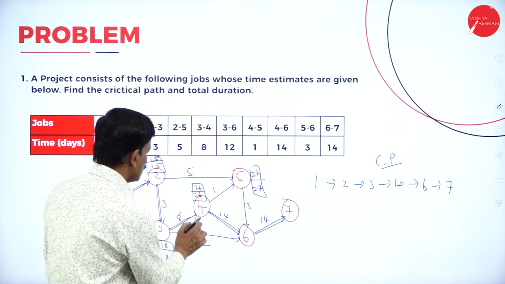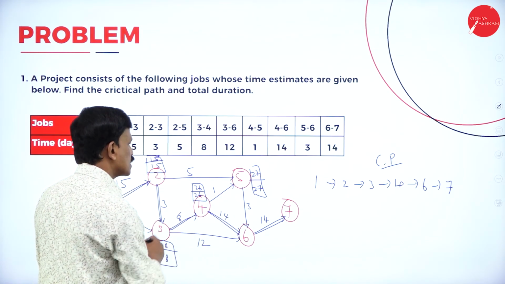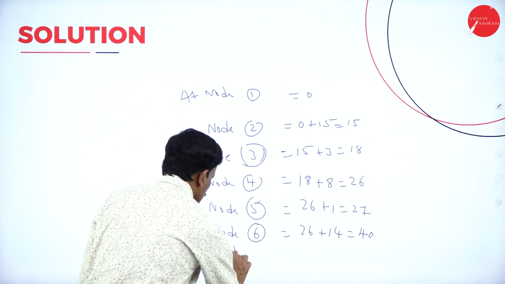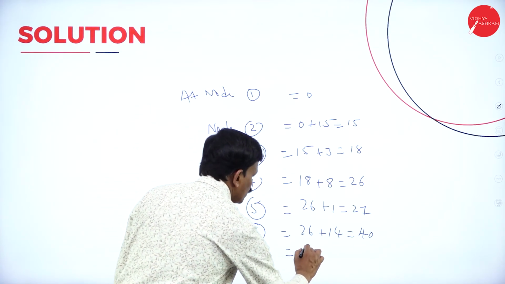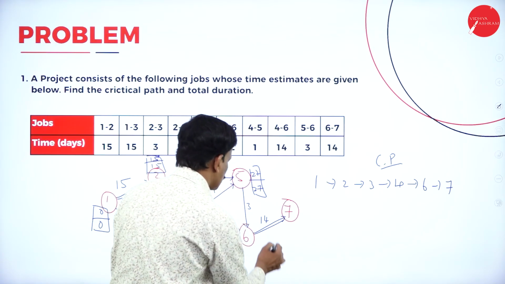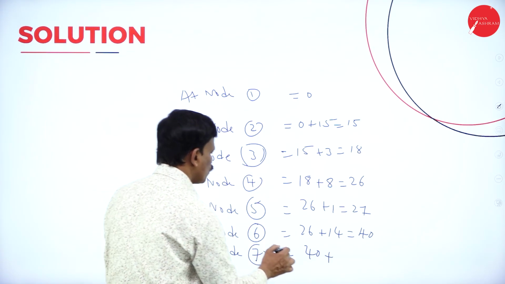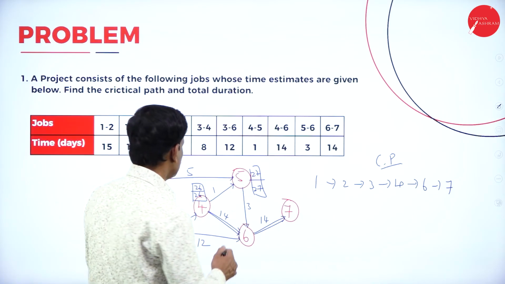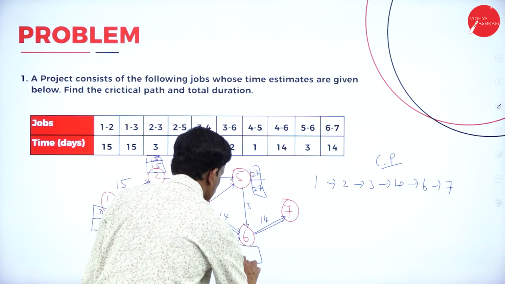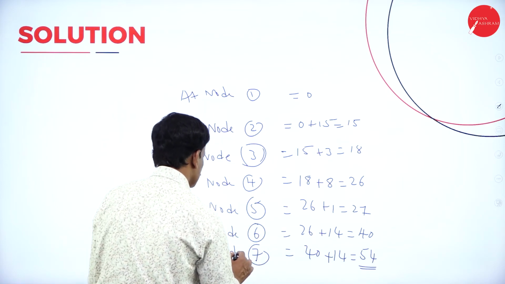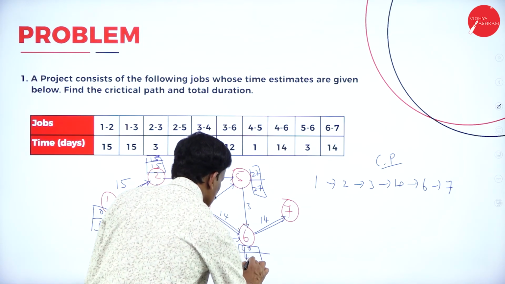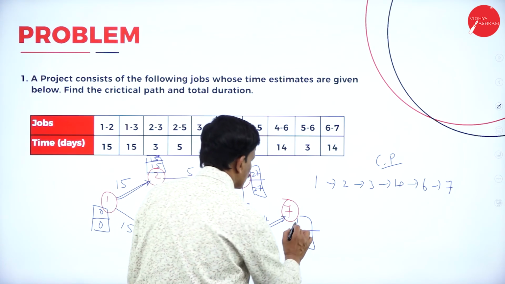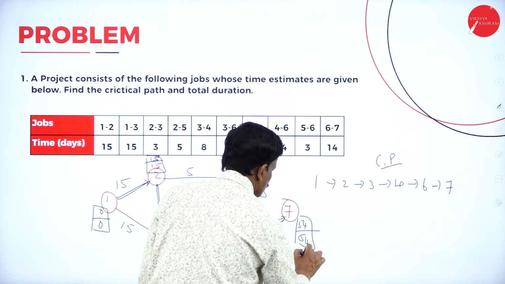See here, this and this is to be considered. Now finally at node 7, we have 40 plus 14, that's equal to 54. So at node 6 we have 40, and at node 7 we have 54. That means this is the total time.